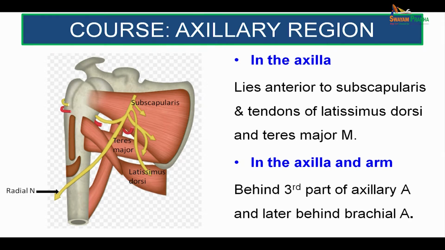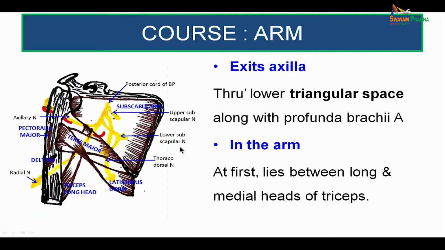Having formed in the axilla, this nerve lies in the axilla anterior to the subscapularis and tendons of teres major and latissimus dorsi, which are all the muscles forming the posterior wall of the axilla. At the same time, it is posterior to the third part of axillary artery and to the first part of the brachial artery as it passes on into the arm. Then when it leaves the axilla, it enters into the lower triangular space with the profunda brachii artery.